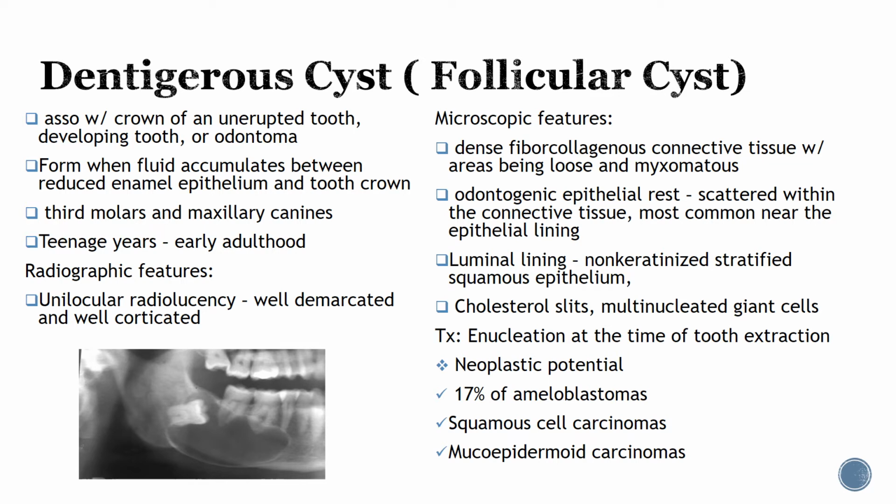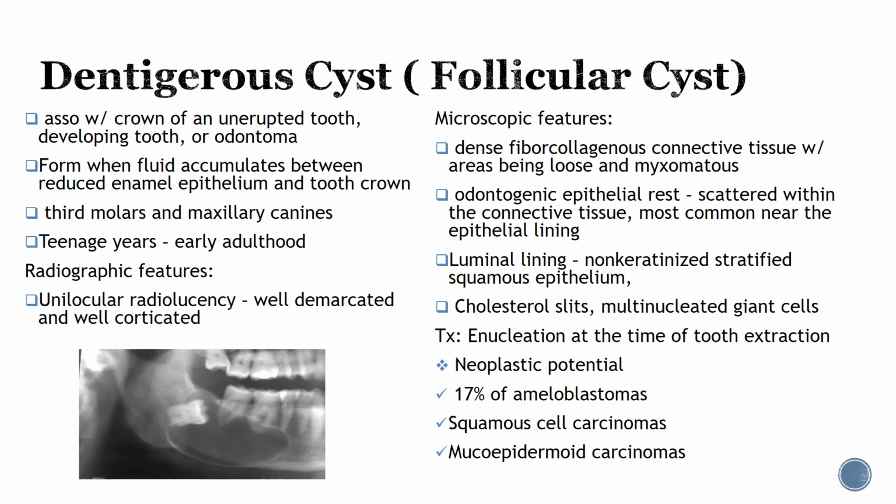Cholesterol clefts and their associated multinucleated giant cells may be present in inflamed cysts, and when seen are generally associated with the connective tissue wall. The treatment is usually easy enucleation at the time of tooth extraction, but for large lesions, decompression with subsequent enucleation may be appropriate.